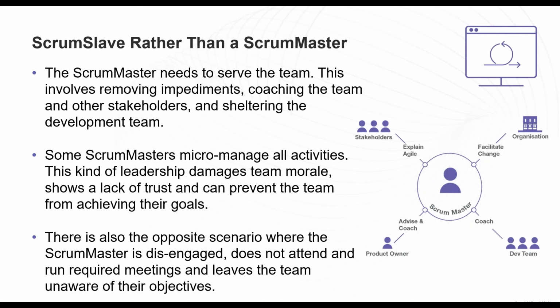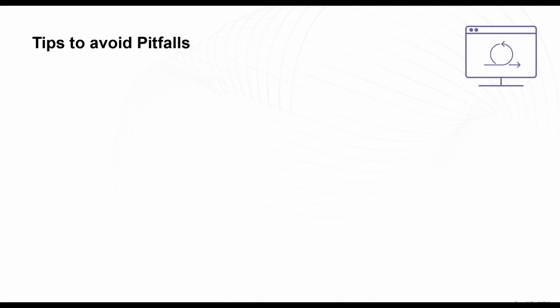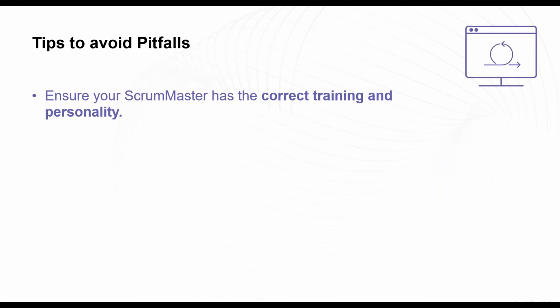So how do I overcome these pitfalls? The key one, and I guess an obvious one, is to make sure that your Scrum Master has the correct training and personality. The latter point there is probably key. Being a Scrum Master does need a certain type of personality. Not every single person can be a Scrum Master.